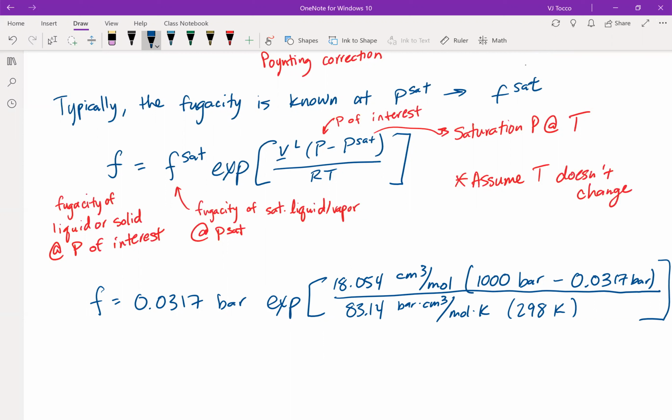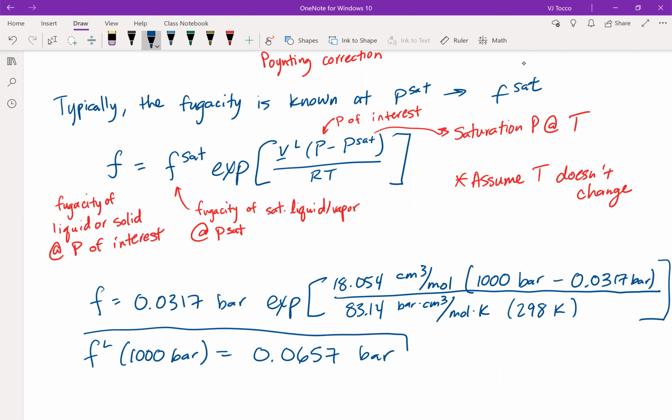All right, that's just a number that we can crunch, and working that out gets me that the fugacity of the liquid at 1,000 bar is, I get 0.0657 bar. All right, that's just our final answer. So again, just to recap, you use the Poynting correction. This is good for a solid or a liquid at high pressures, and we need to know what the fugacity and the saturation pressure is at the temperature of interest.